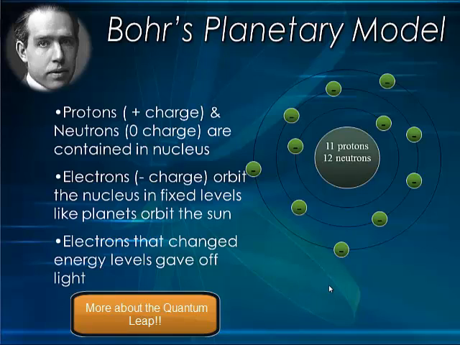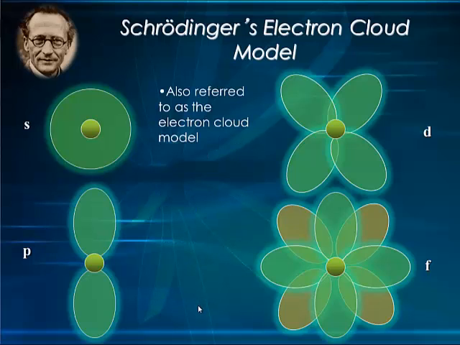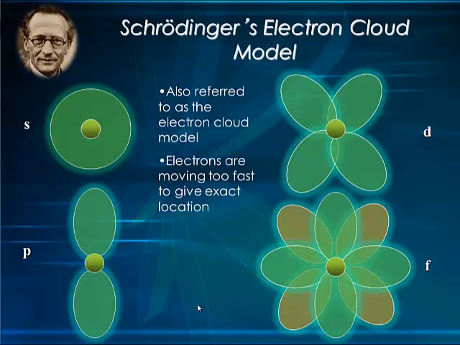This pretty much held true, and when we get an idea of what the atom is, this is a good way to get a basic idea of atomic structure. But the one that we actually use today is what we refer to as the electron cloud model, and this was devised by Erwin Schrödinger. He said that the problem with the Bohr model was that the electrons were moving too fast. They were too small to be able to give their exact location. We didn't know that they had definite orbits and definite energy levels.